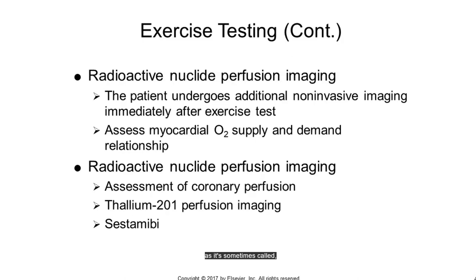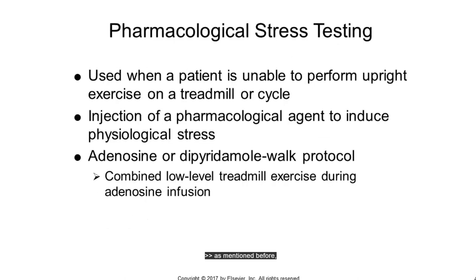Sestamibi, or MIBI as it is sometimes called, is superior in that it remains stable longer, so the test can be scanned hours later. It is not retained, however, in acute or chronic MIs. As mentioned before, pharmacological stress testing may be used when patients can't perform standard exercise testing. It is achieved by injecting either adenosine or dipyridamole, dobutamine, and most recently, regadenoson or Lexiscan. Each of these agents mimics the effects of exercise and therefore can be used to assess myocardial work.